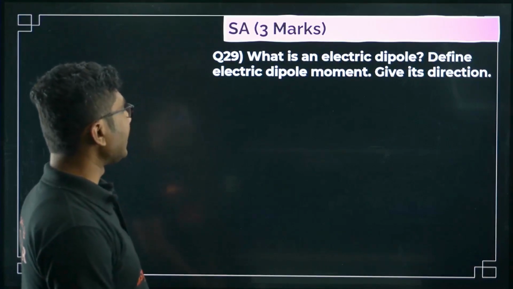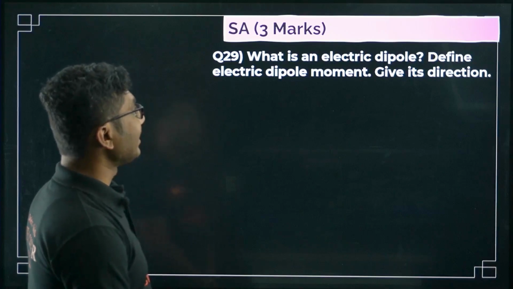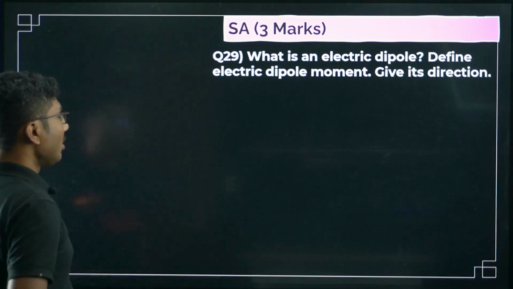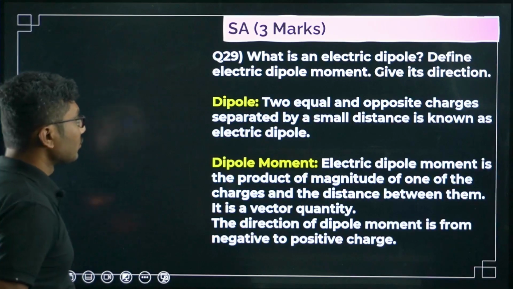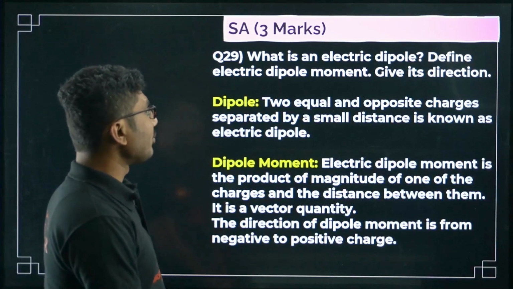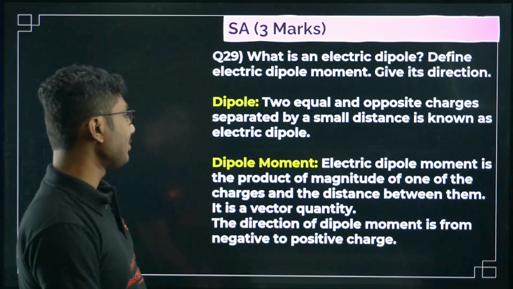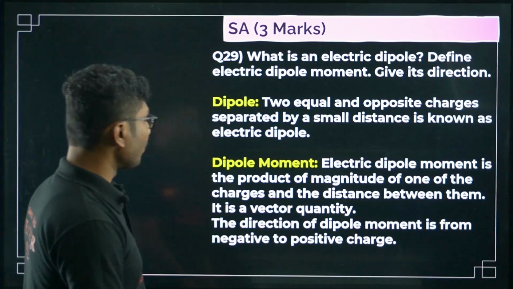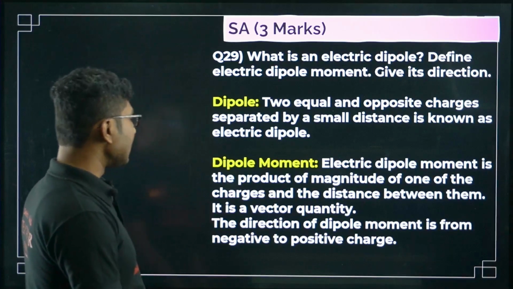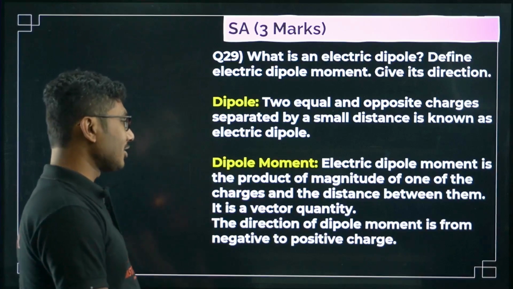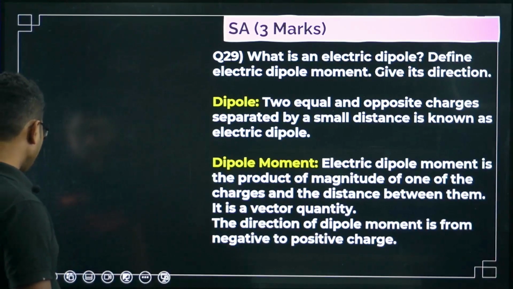Now question number 29. From here on we will see 3 marker questions. What is an electric dipole? Define the electric dipole moment, give its direction. Okay, not the unit. So two equal and opposite charges separated by a small distance is known as an electric dipole. The electric dipole moment is the product of the magnitude of one of the charges and the distance between them. It's a vector quantity. The direction of the dipole moment is from the negative to the positive charge, right?